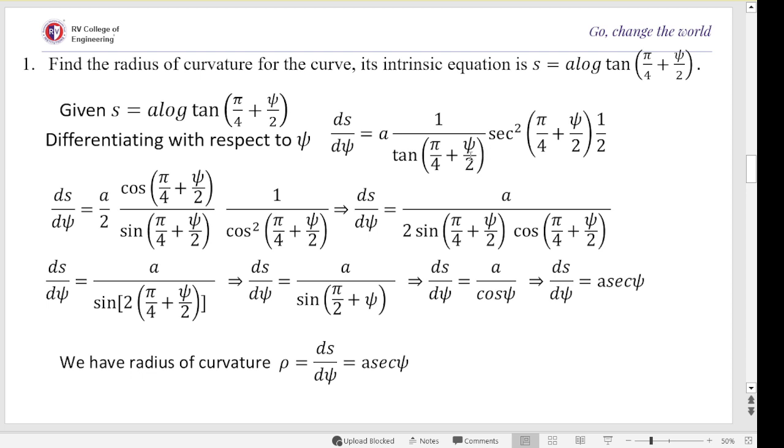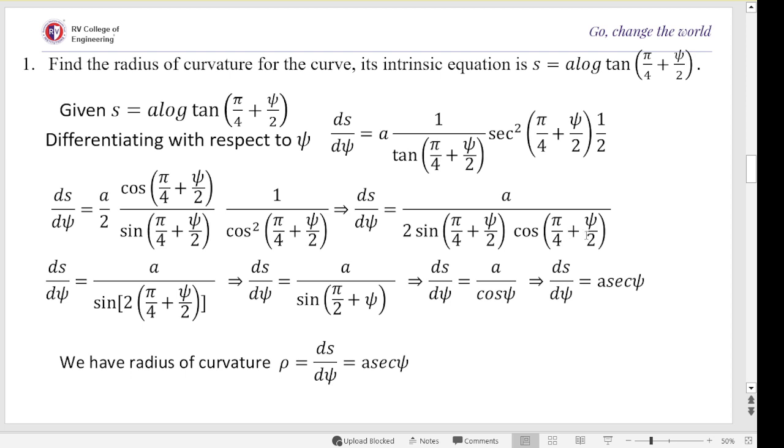Tan (pi by 4 plus psi by 2), we can write as sin (pi by 4 plus psi by 2) by cos (pi by 4 plus psi by 2). Taking cos to the numerator, we get cos (pi by 4 plus psi by 2) by sin (pi by 4 plus psi by 2) into a by 2 into sec square (pi by 4 plus psi by 2), which you can write as 1 by cos square (pi by 4 plus psi by 2). This implies ds by d psi equal to, here you see cos (pi by 4 plus psi by 2) and cos square (pi by 4 plus psi by 2), one cos you can cancel. So you will get a by 2 sin (pi by 4 plus psi by 2) into cos (pi by 4 plus psi by 2).